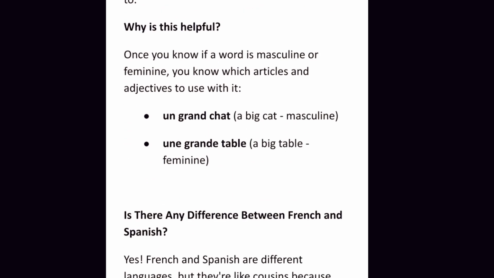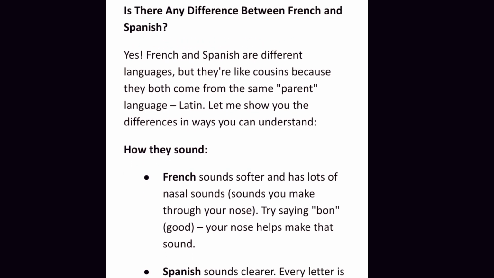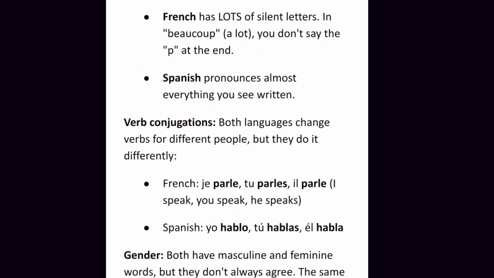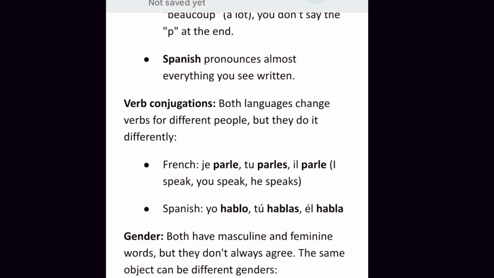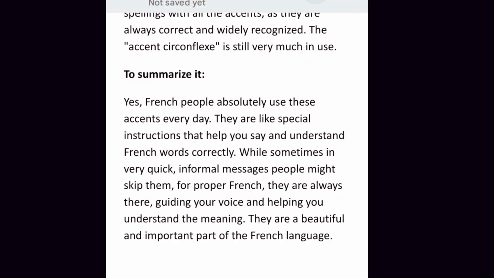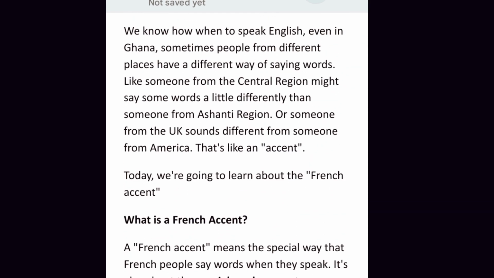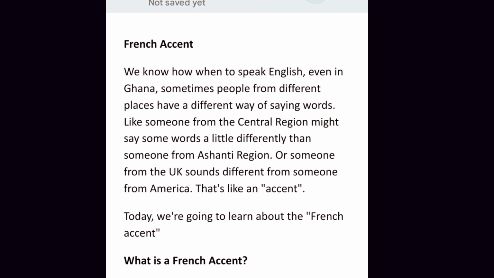And then after that, we'll also give the difference between French and Spanish. French and Spanish, they are cousins. So what you see in French is the same thing you also see in Spanish, just that you have a little difference. So we'll talk about it as well. And then finally, we'll end our lesson. Because of time, this will be divided maybe into 2 or 3 parts so that we'll be able to understand well. So in case you get the first part, make sure you go and look for the second part, or the third part even if possible, and then learn about French accents as well.